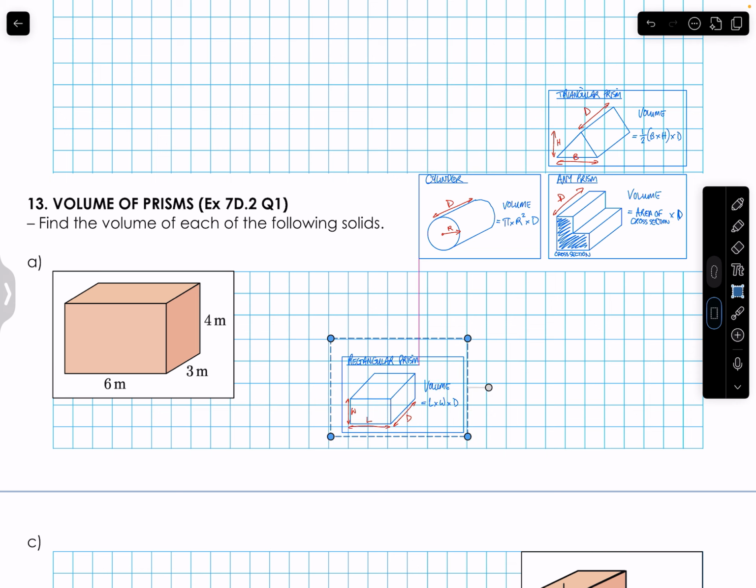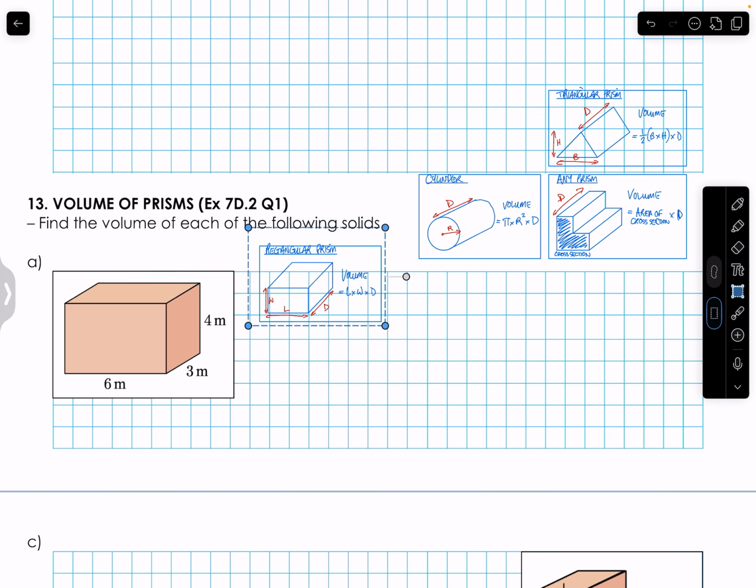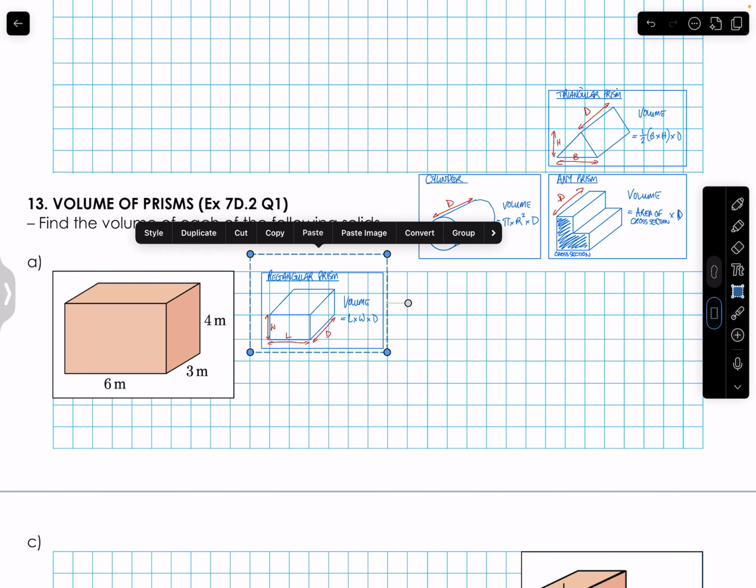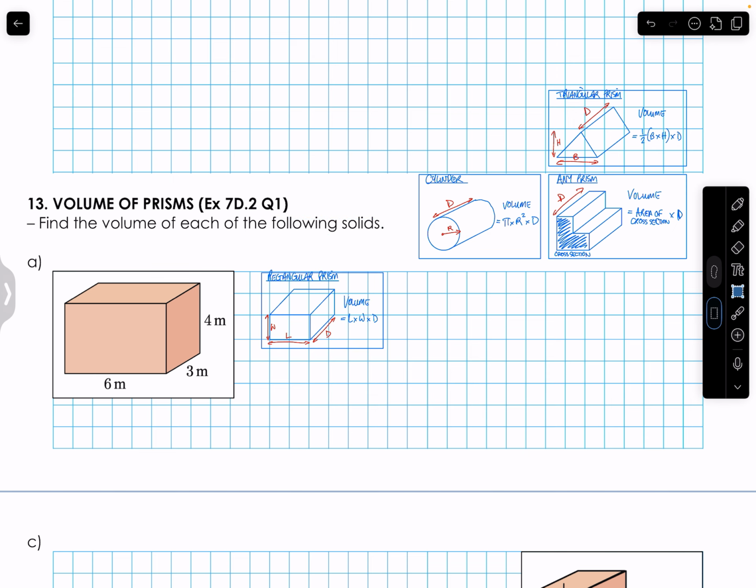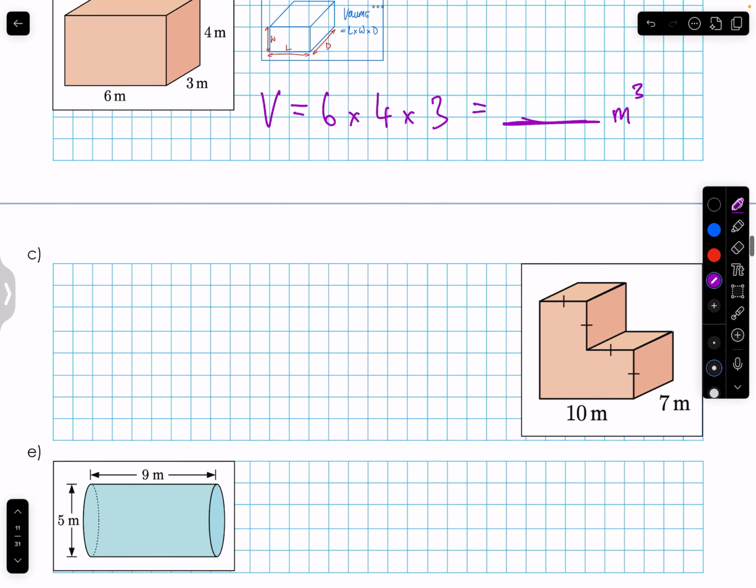So the formula for a rectangular prism is length times width times depth. So when you're answering this, the volume is going to be 6 times 4 times 3 equals, find the answer, and that's going to be in cubic meters. This shape here is an L shape.